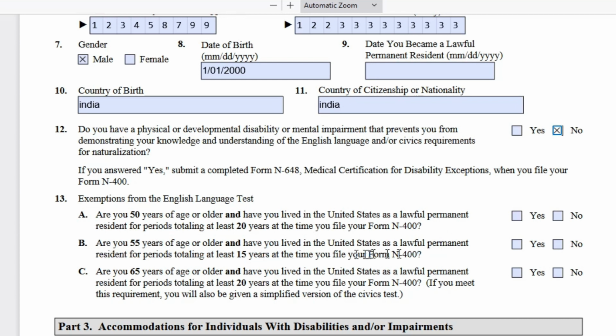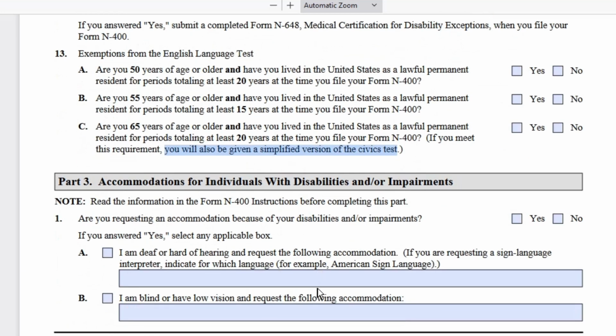So you have this rule: 55 years old with 15 years, 50 years old with 20 years of green card. And then if you're 65 years or older, and you lived in the United States for at least 20 years at the time of the N400, if you meet those requirements, you will be able to get a simplified version of the civic test, and usually they will also conduct it in your language.